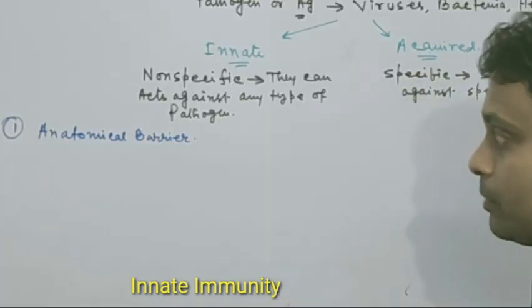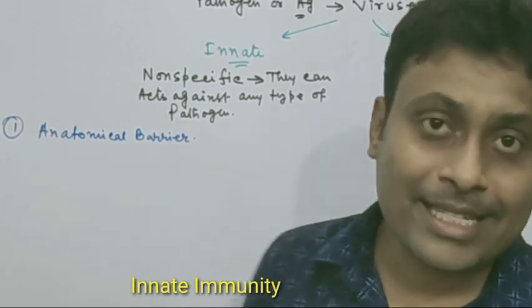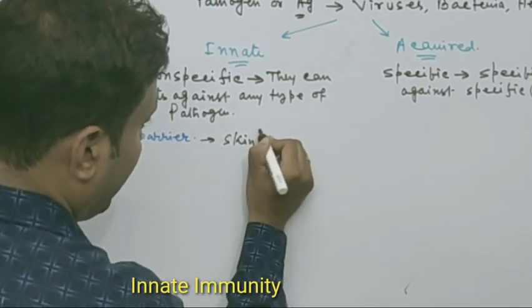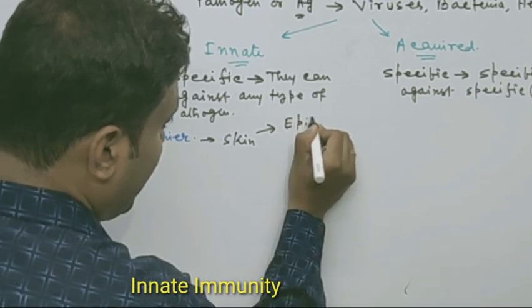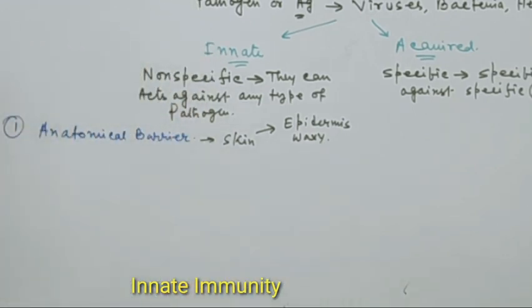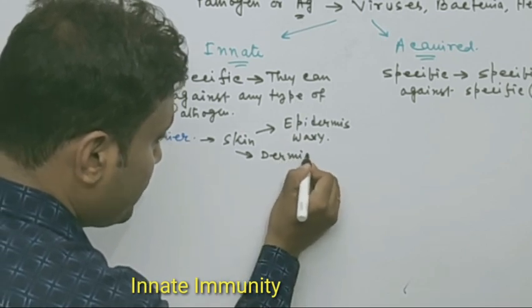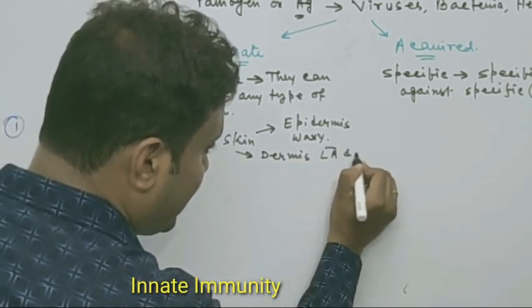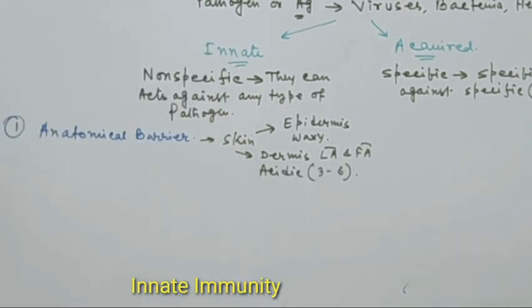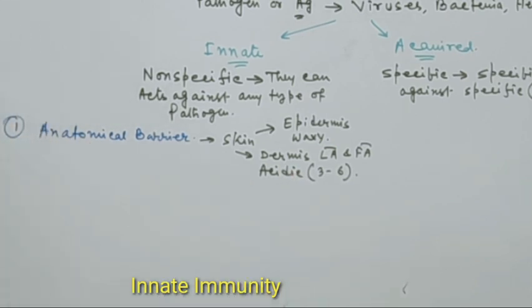So the first one is the anatomical barrier, and most pathogens cannot cross this barrier. Suppose in the case of the skin, which functions as the anatomical barrier, the skin has two main layers. One is the epidermis, which is the outer layer, and the epidermis is waxy. Most pathogens cannot cross this waxy region. The skin dermis produces lactic acid and fatty acid, and this makes the skin acidic, so that most pathogens will be killed in this acidic medium. This is called the anatomical barrier.